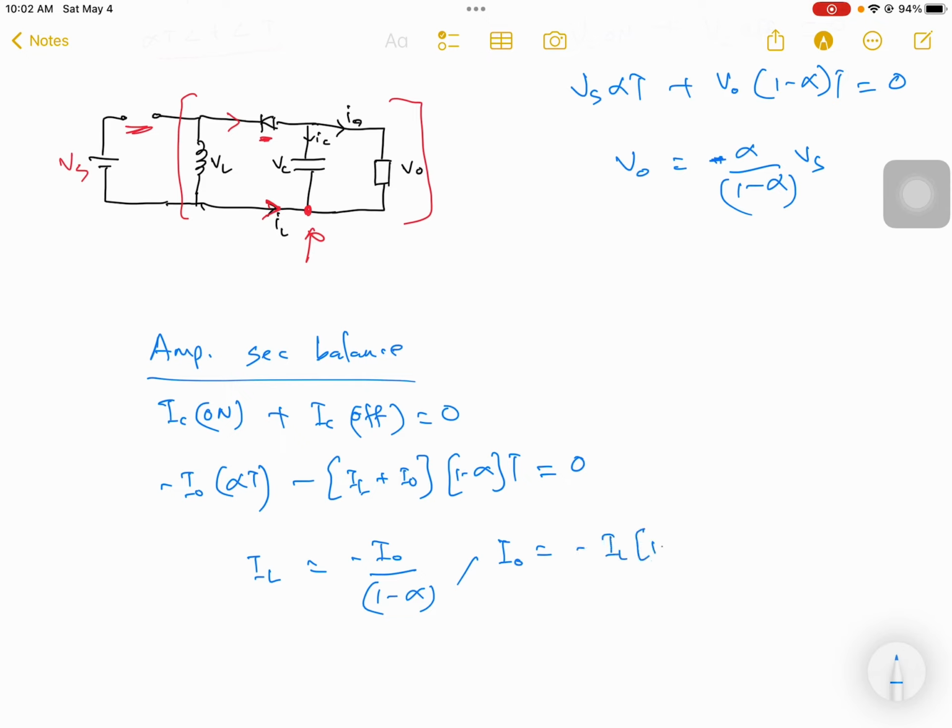or if you're calculating the load current, it will be minus of IL times 1 minus alpha. And here the negative symbol indicates that your IL is opposing the load current I naught. So if you check here, IL is going in the opposite direction of the load current.